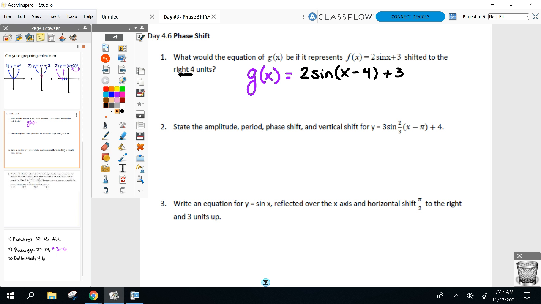Tell me what's happening. So number 2, look at that: 3 sine 2/3 x minus pi, and a plus 4 at the end. Amplitude, period. Here's our new term today, phase shift. That's right and left, all right? Phase shift is right, left. Tell me which way it's going and how many units. So when I see the word phase shift, I'm asking, is it going right or left and how many units?